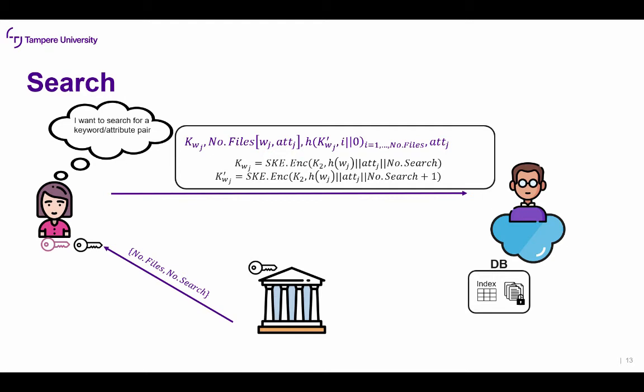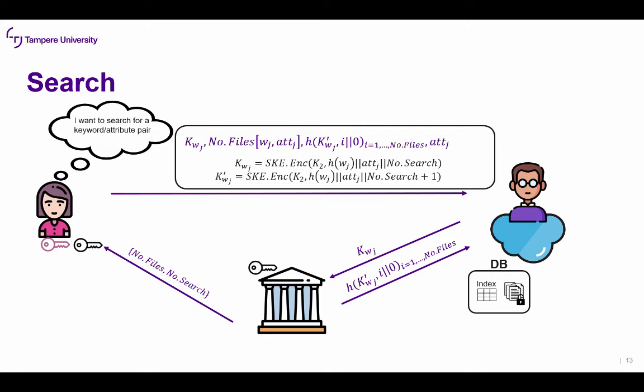Now, as soon as the CSP receives the search token, it sends KWJ to the trusted authority. Now, having KWJ and the verification key K2, the trusted authority can compute the hash of the keyword key prime as well and send it back to the CSP.